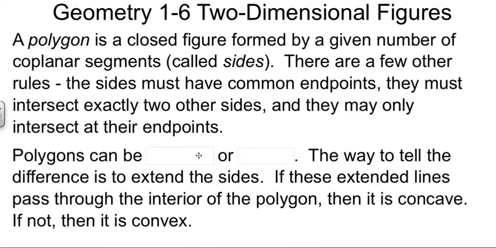Now, polygons have two choices. They can be concave or convex. And the way to tell the difference is extend the sides. If the sides, when you draw the lines further out, go through the inside, then it's concave. If not, it's convex. And I'll show you a picture of that coming up.